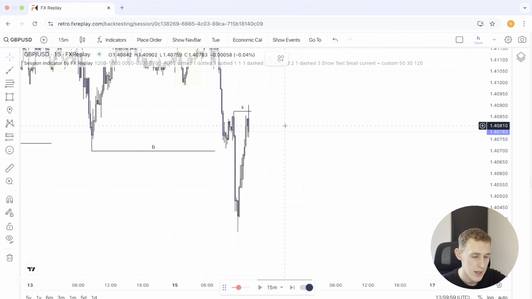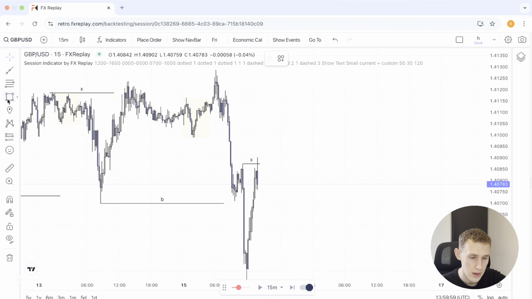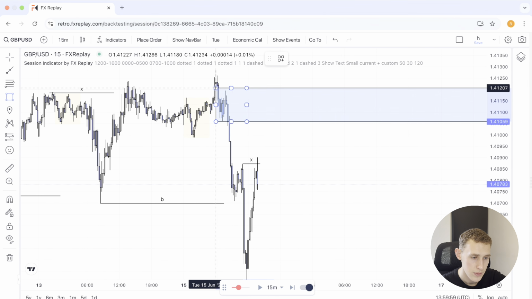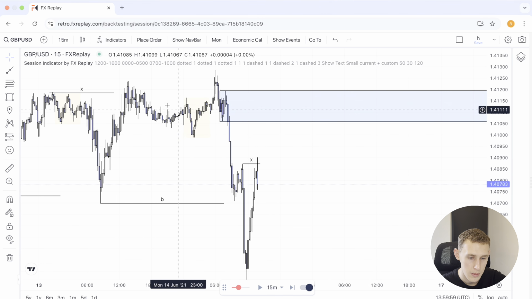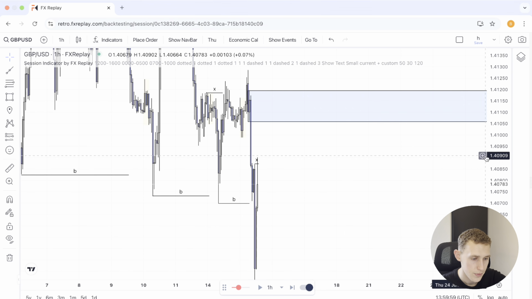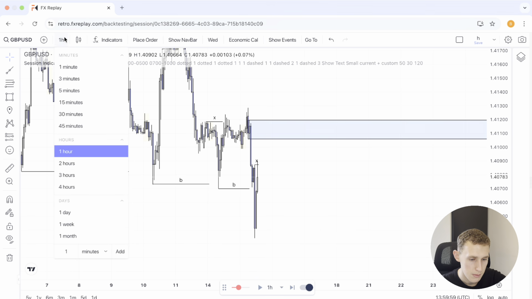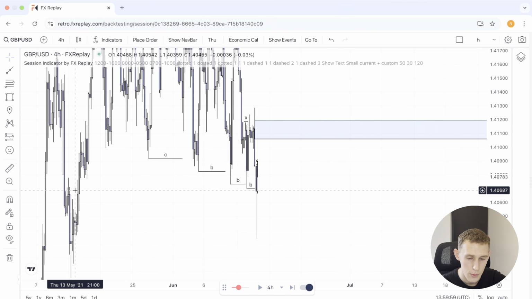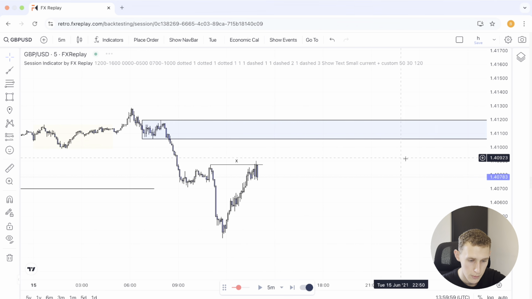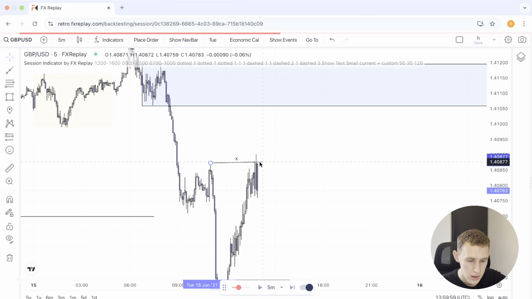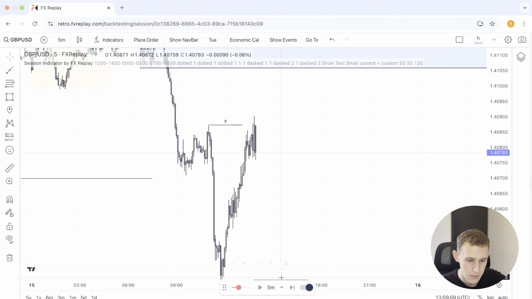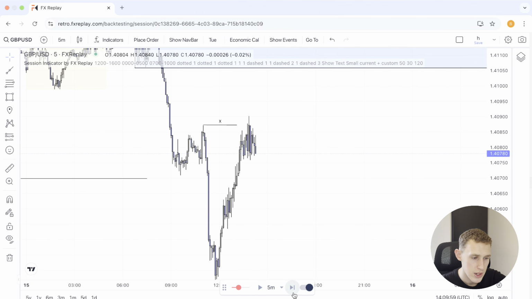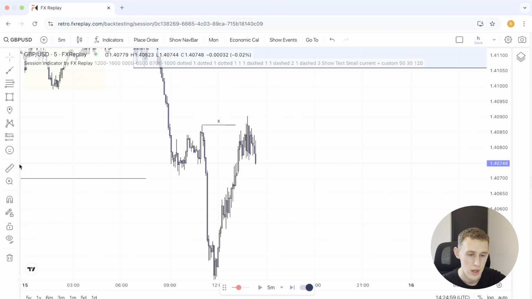If it doesn't respect this zone, the next one I would look at is this supply, which was the one we had marked on before. But yeah, at the moment, this is also a valid level if we can get a valid confirmation entry here, which we did just get. So I'm in shorts from here.